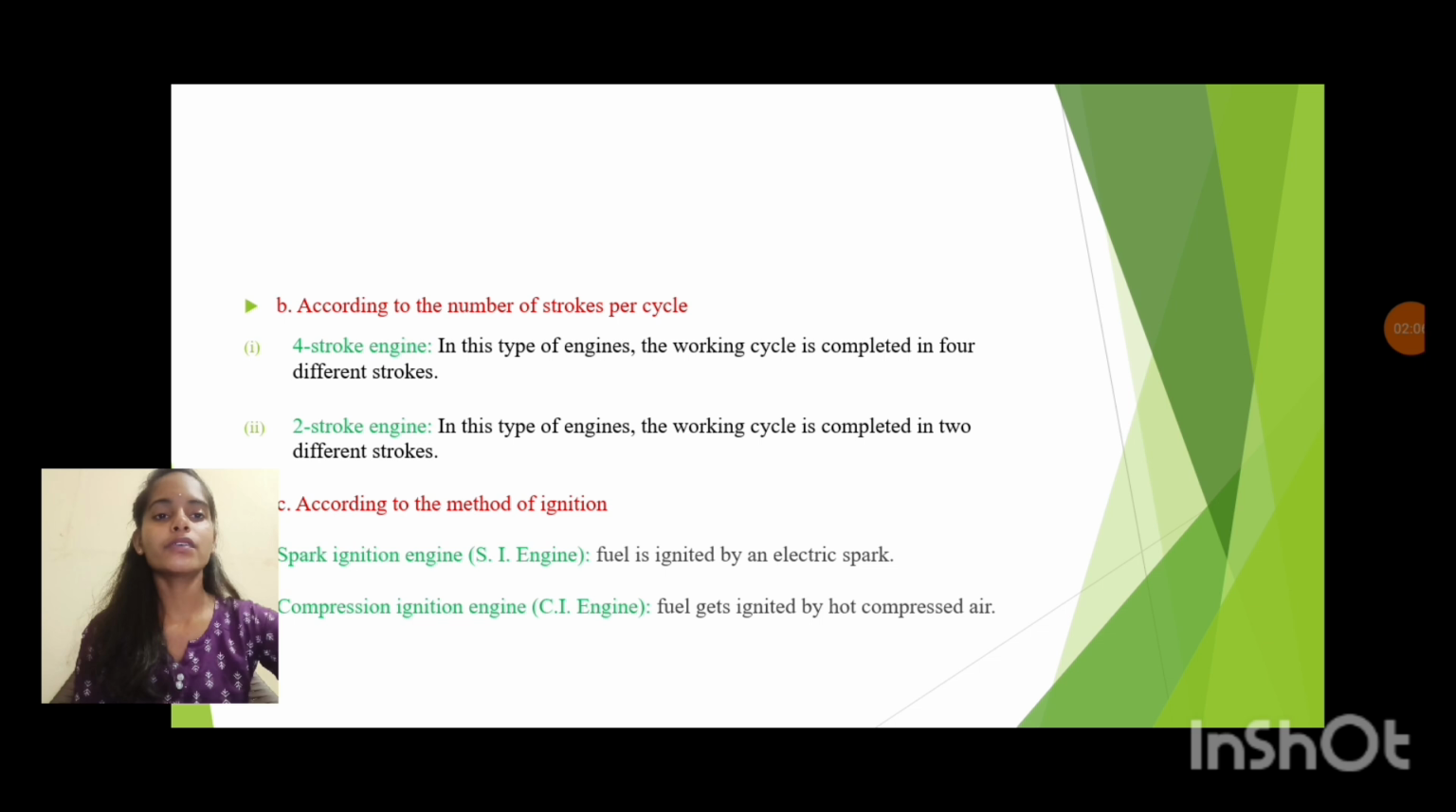According to the number of strokes per cycle: four-stroke engine, in this type of engine the working cycle is completed in four different strokes; two-stroke engine, in this type of engine the working cycle is completed in two different strokes. According to the method of ignition: spark ignition engine, the fuel is ignited by an electrical spark; compression ignition engine, the fuel gets ignited by hot compressed air.